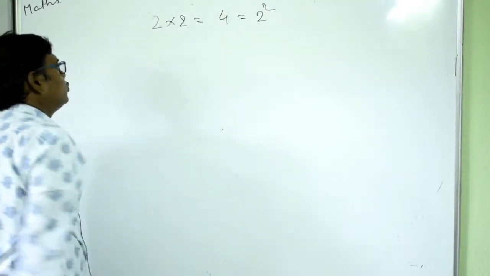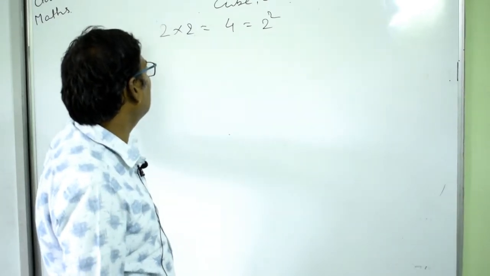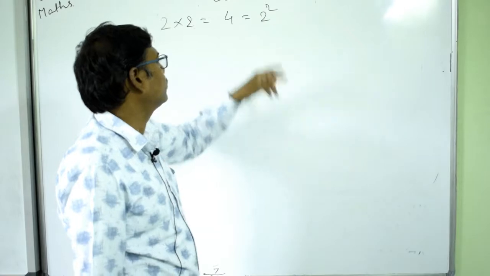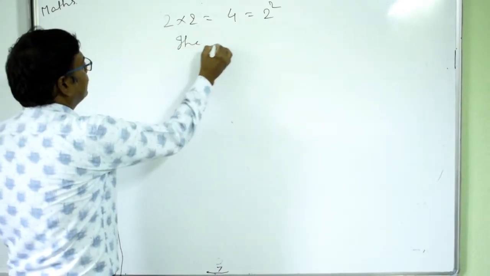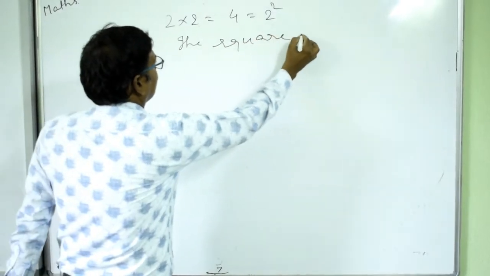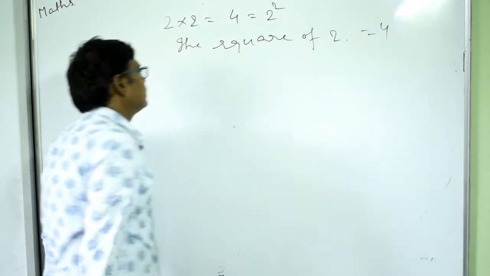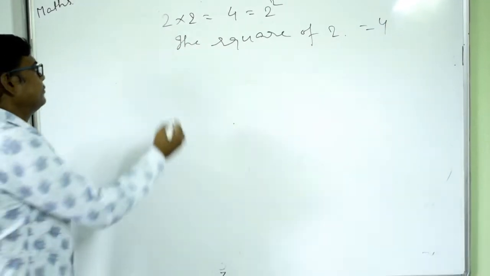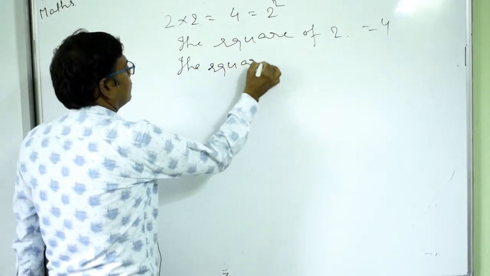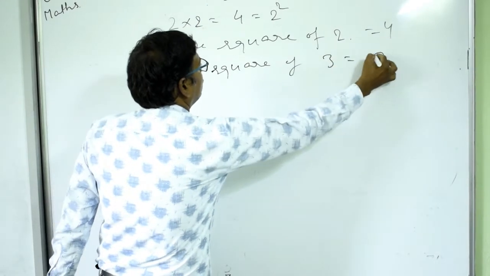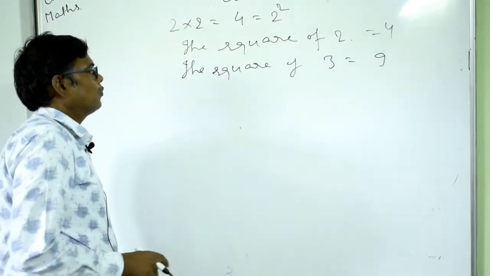Here 2 is multiplied by itself, so we say that the square of 2 is 4. Similarly, the square of 3 equals 9, that is 3 into 3 is 9. So this is the square of 3.